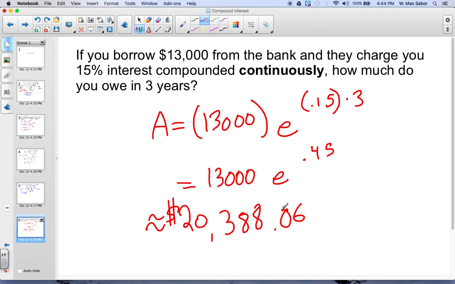There is a difference, and it can't get more than compounding continuously, unless, of course, you change the other parts of the problem, unless you change how much money you borrowed, or how long you borrowed it, or the interest rate. That's compound interest.